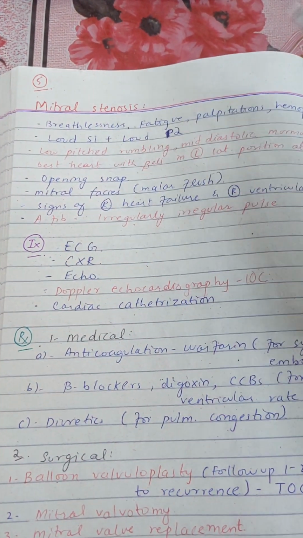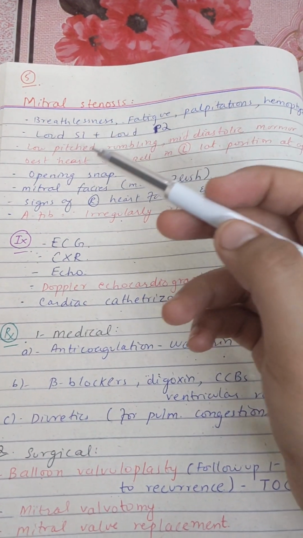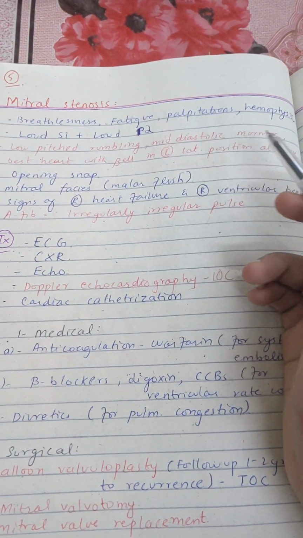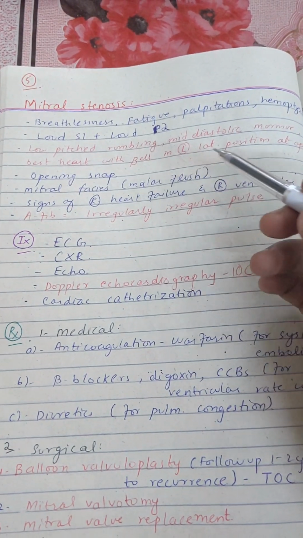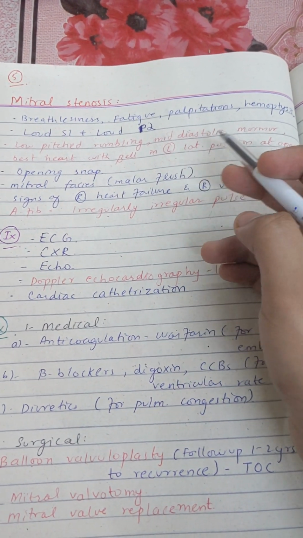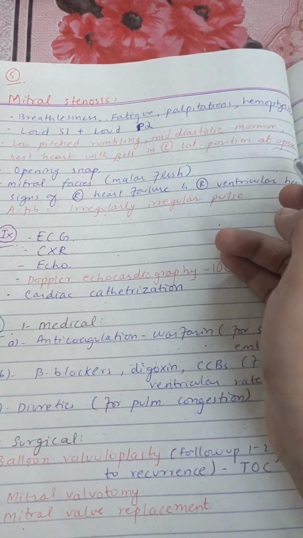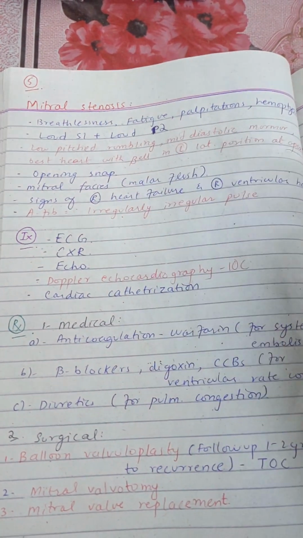S1 and a loud P2 component of the heart sounds, and the murmur will be a low pitched rumbling mid diastolic murmur, and it will be best heard with the bell of the stethoscope in the left lateral position at the apex. So at the apex there will be a mid diastolic low pitched rumbling murmur, best heard in the left lateral position with the help of the bell of the stethoscope.